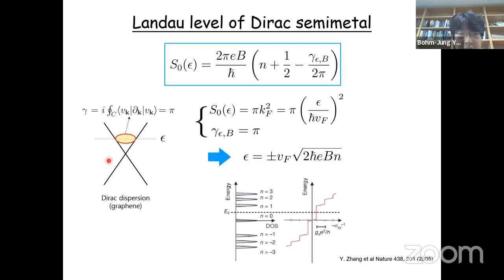Basically, this semi-classical theory can also be applied to a Dirac semi-metal such as graphene. In this system, we can use the same idea, but the only difference is that because of the linear dispersion relation, kF squared is proportional to E squared, and we also have a pi Berry phase. If we put this information into this equation, we immediately get the famous Landau levels, which are proportional to square root n. So in this way, the semi-classical theory can successfully explain the Landau level spectrum in any metallic system.